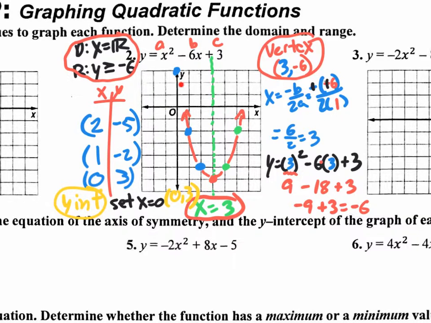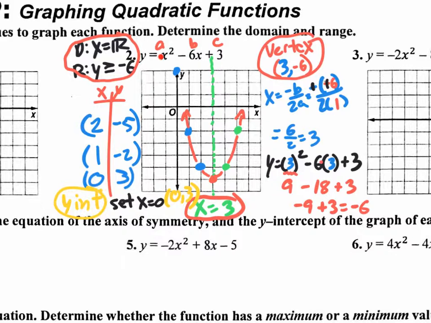So what do we do? We graphed it. Of course, we stated the vertex. We made an xy table. We found the domain and range. We stated the y-intercept being 0, 3. We know that the axis of symmetry equation is x equals 3. And that's about it.